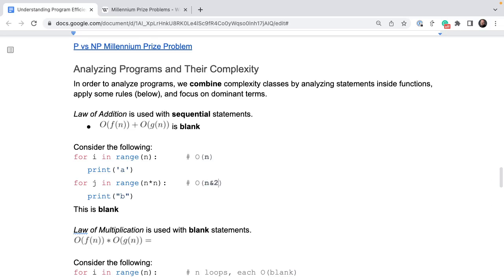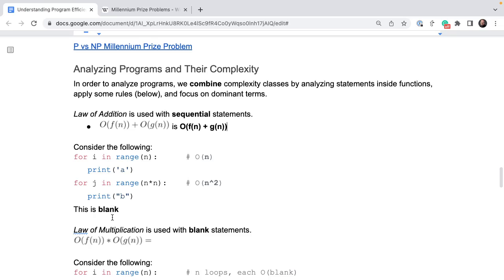So what we have right here is a part of the algorithm that is big O of n, and then we have another part that is sequentially after it. So how would you combine these? Well, big O of f of n plus big O of g of n is simply big O of f of n plus g of n, all in one big O. So it is additive. So that's called the law of addition.